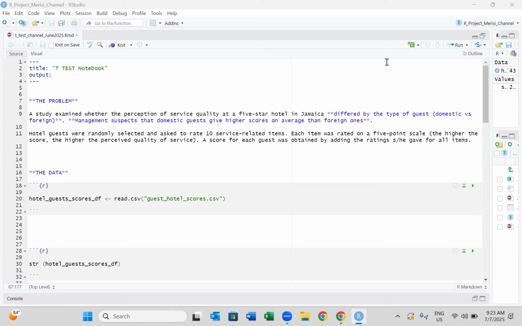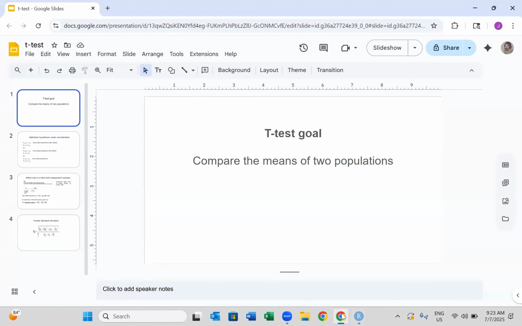Before we jump into R, let me remind you of a couple of things that you need to remember in order to understand the logic of the t-test. The first thing I want you to remember is that the goal of a t-test is to compare the means of two populations, so to compare the means of two random variables. And if you want to compare the means of two populations, you need to rely on two samples. You need to take a sample from each population because, remember, it's very difficult to access a whole population. So we need to rely on a sample.